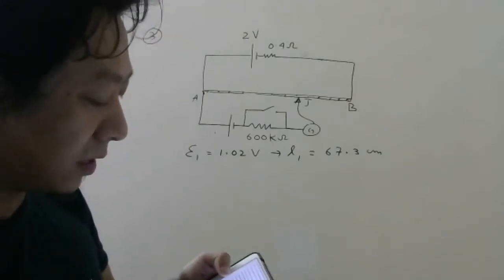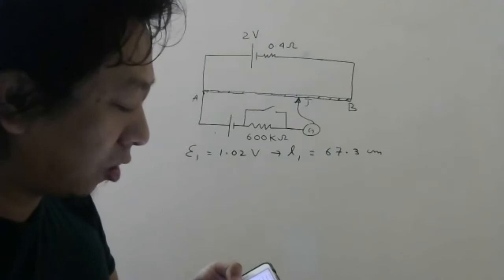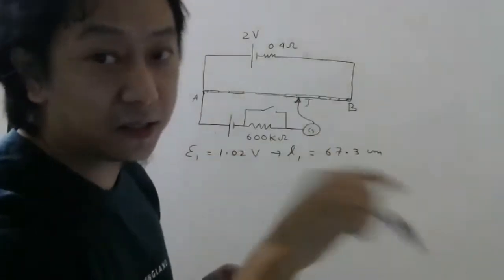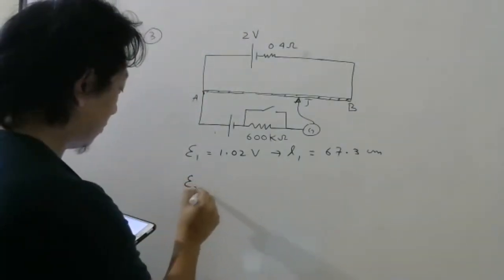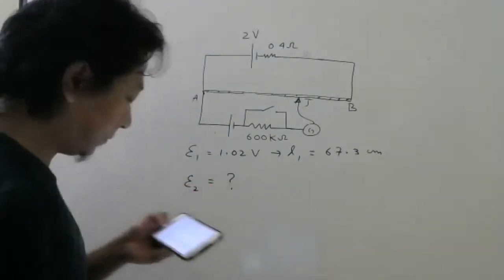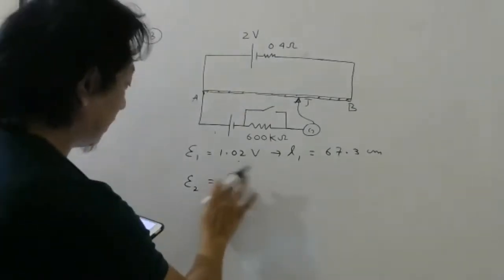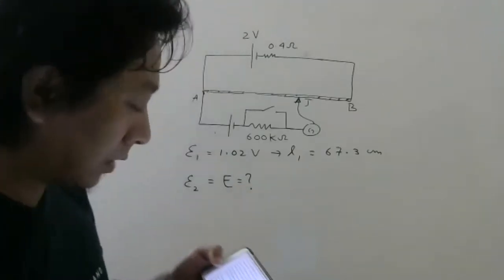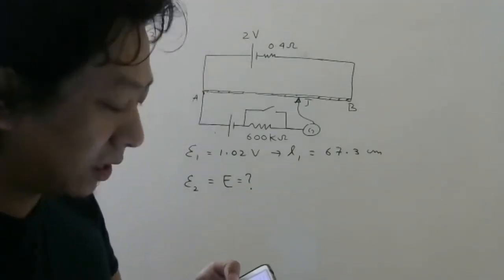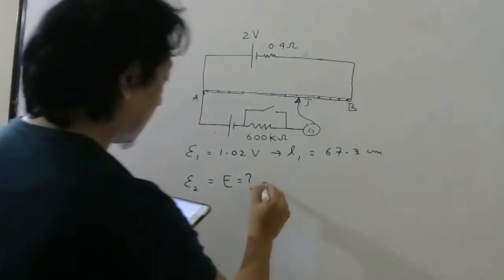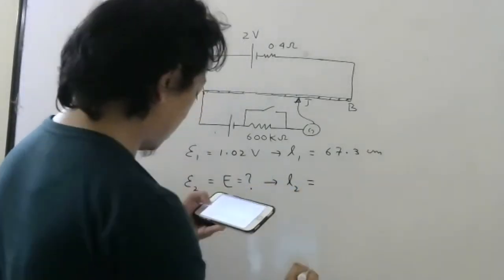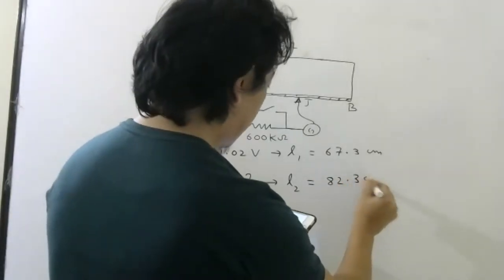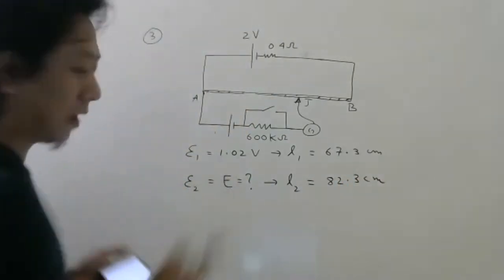Now, the standard cell is then replaced by a cell of unknown EMF. So, this cell is replaced by another cell, E2, which they are calling E, which we don't know. And the balance point is found similarly, and it turns out to be L2 equals 82.3 centimeter. What is this E? This is simple only.